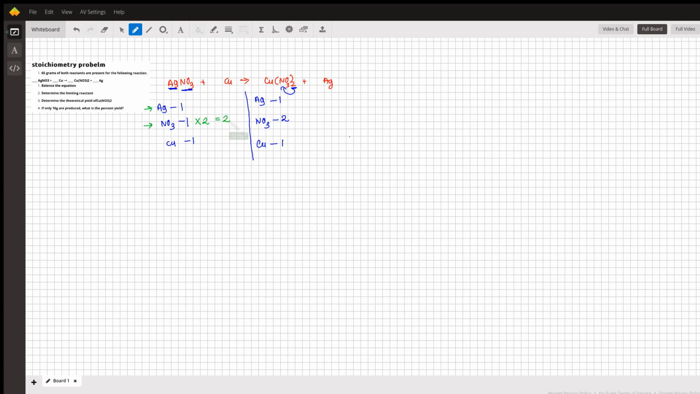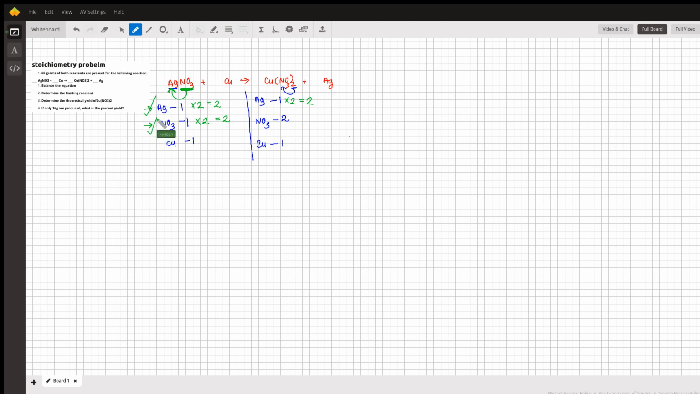But once we do this, there is a next step. You cannot just multiply NO3 with 2 and be done with it. Whatever is connected to NO3, in this case silver, you need to multiply that with 2 as well. So now you have 2 silver, and silver becomes unbalanced, isn't it? Now you have 2 on the left side and 1 on the right side, so you've got to multiply on the right side with 2. Okay? So you have everything balanced.